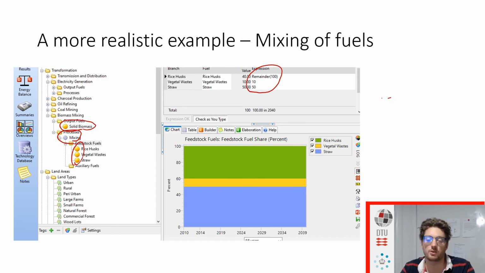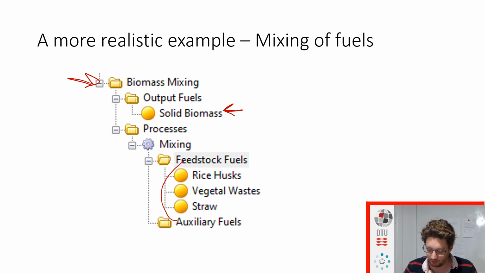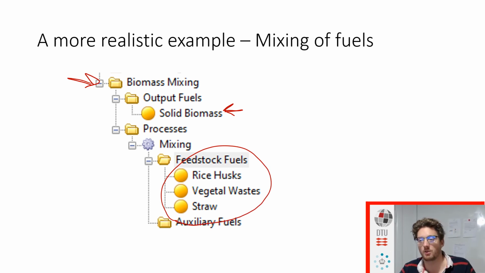Then I use that in my demand sector. And here we take a close look at that. I made a new folder just called Biomass Mixing. We can also do this to make biofuels. It's a similar process. And then I just made an output. I made a new output fuel called solid biomass, with the input fuels, our feeder fuels, being the ones that I defined as primary fuels.